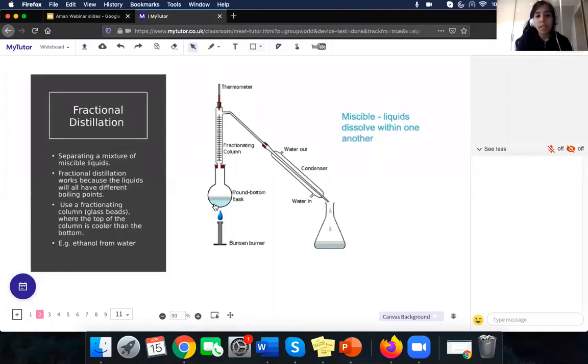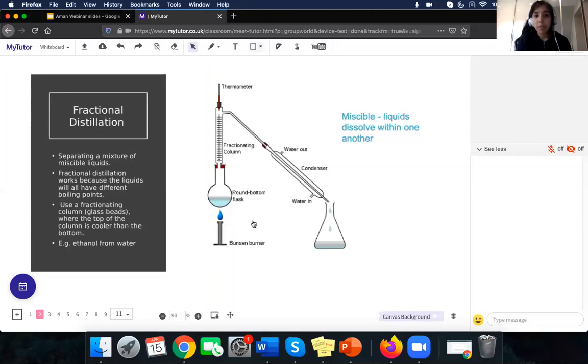And what that means is that when the ethanol evaporates off, remember, ethanol's got a lower boiling point, so that means it will evaporate first. It will enter this fractionating column. And the fractionating column is hotter at the bottom of the column and cooler at the top. So that means the ethanol will rise up, and eventually it will start becoming a liquid because it will cool down. And then we go into the condenser, and in the condenser it will fully become a liquid before dripping in.